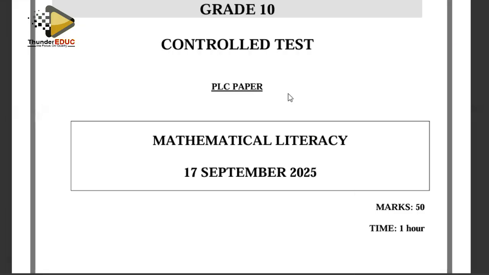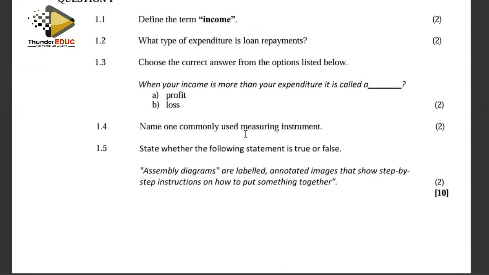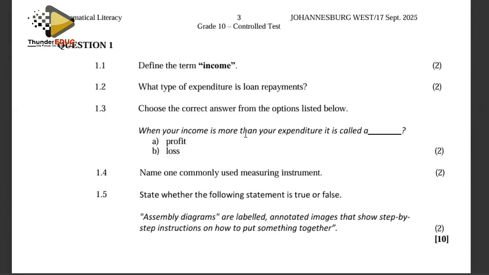Yeah, grade 10s, let's look at the possible answers to this question paper that I've just written today. And we see what we can get out of this. All right. The instructions, and we come to this. Question number 1. Determine the term income.